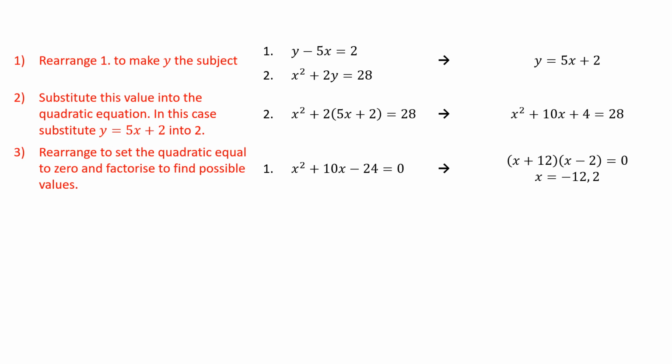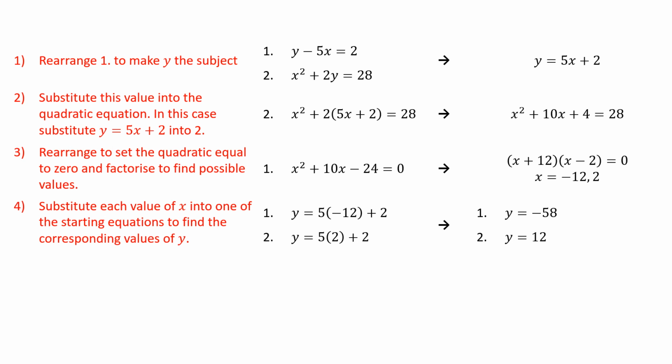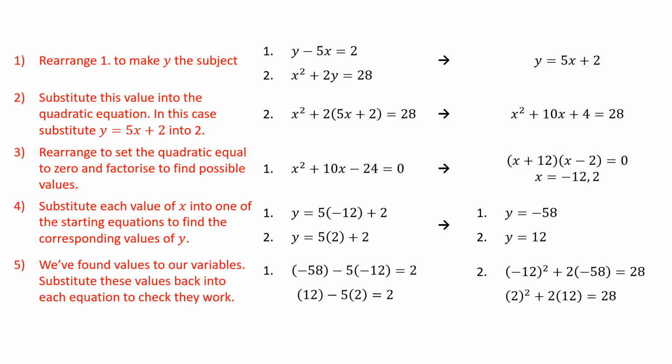After we've set equal to 0, you can factorize this as (x plus 12)(x minus 2), which gives us our x solutions as minus 12 and 2. And we're going to plug these values into equation 1, and these give us our corresponding y values. So when x equals minus 12, y equals minus 58, and when x equals 2, y equals 12. And we'll just do our checks, and this does indeed work out to be correct.